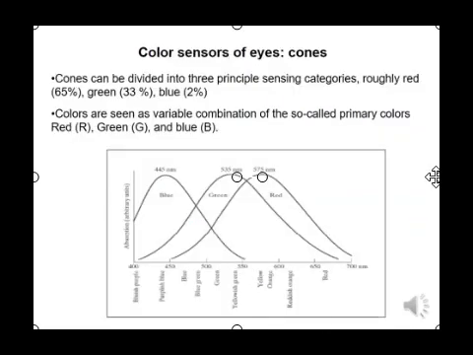So now students, we have studied the structure of the eye. In that eye, the cone is the color sensor of the eye. So let's see how that cone determines different colors. There are three basic sensing categories, that is RGB. Maximum content is of R, that is 65%, green is 33%, blue is lowest, that is 2%. So these three colors are called primary colors: red, green, blue.